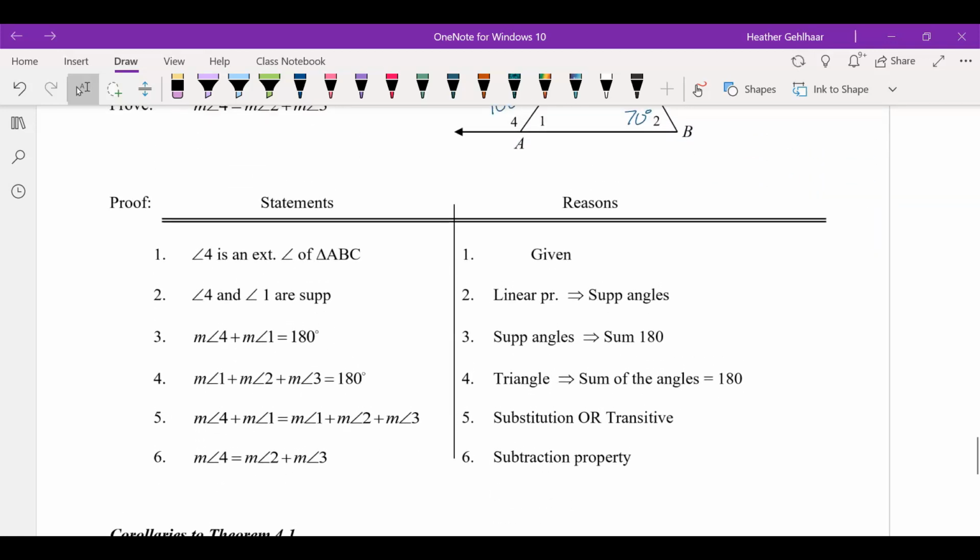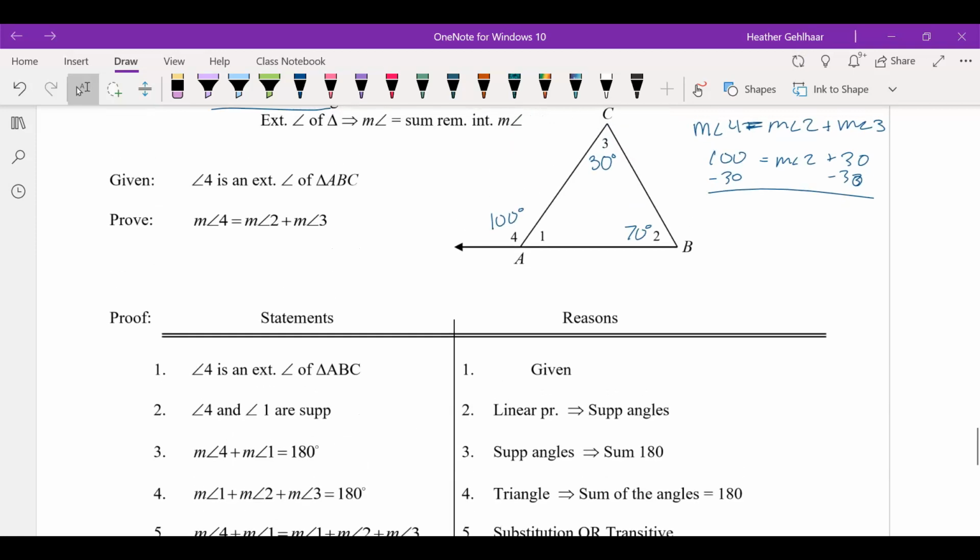Okay, so here's the proof that walks you through it. So we are given angle 4 is an exterior angle. So angle 4 is an exterior, it's on the outside. Okay, so that's the given. Next, we have here angle 1 and 4 are supplementary, right? That's a linear pair. And again, supplementary angles. So linear pair implies supplementary angles. Supplementary angles, we can go ahead and add the two angles and set it equal to 180.